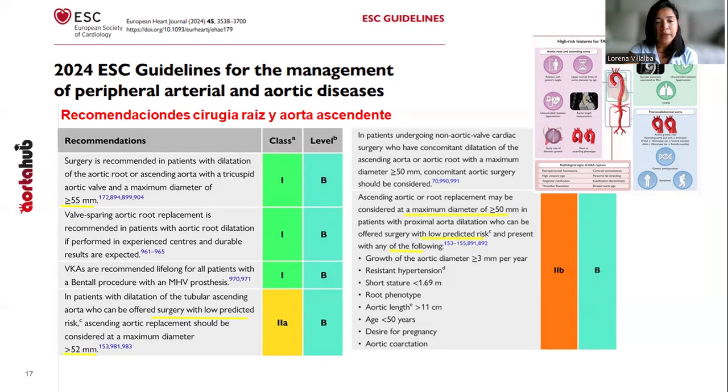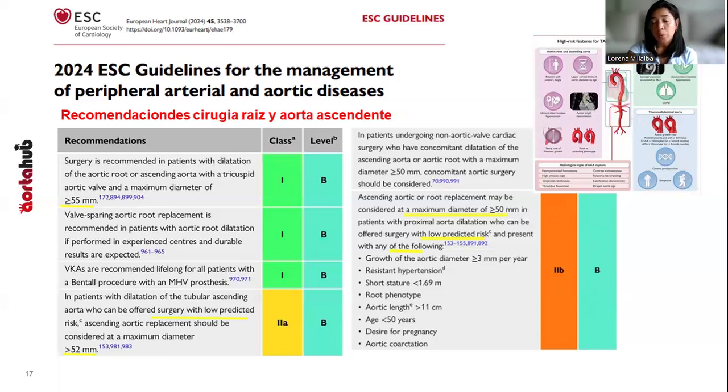As a new point that has already been discussed in the American guidelines, patients with ascending aortic dilation who have a low surgical risk and can undergo surgery in a center with adequate experience may be considered for intervention at certain diameters. It could be considered to intervene on patients with smaller diameters, such as those greater than or equal to 52 millimeters, with an indication 2A.